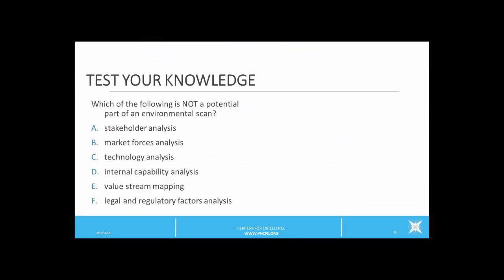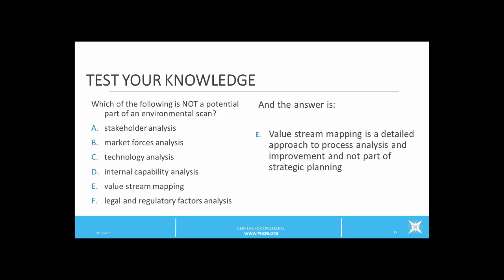Which of the following is not a potential part of an environmental scan? Stakeholder analysis, market forces analysis, technology analysis, internal capability analysis, value stream mapping, legal and regulatory factors analysis. If you chose E, value stream mapping, you are right. Excellent. Value stream mapping is a detailed approach to process analysis and improvement, and not part of strategic planning.